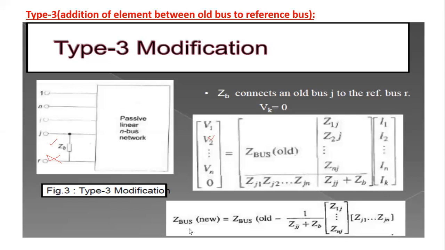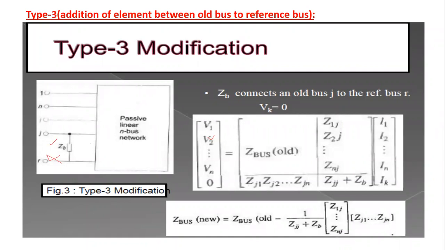By using this equation, we can write down the formula for that: Z bus new is equal to Z bus old minus 1 by ZJJ plus ZB, into Z1J and so on ZNJ into ZJ1 and so on ZJN. This is the formula for finding the element between the old bus to reference. This is the type 3 modification.